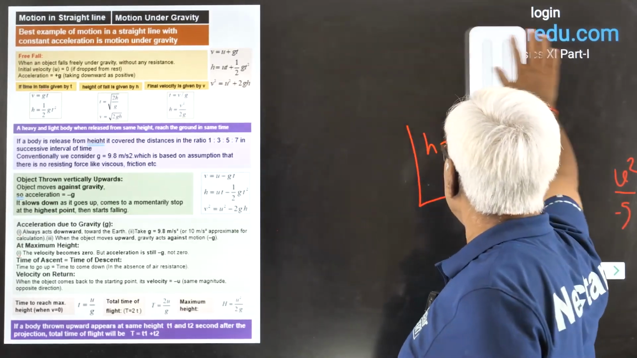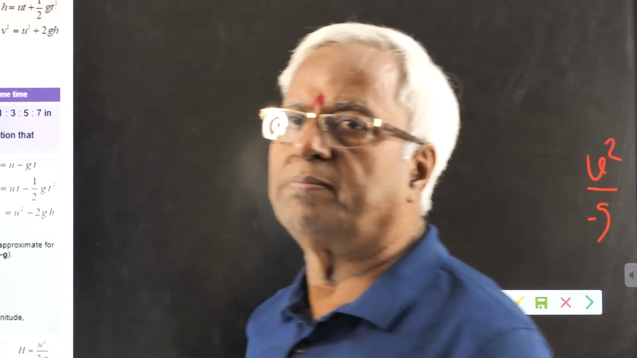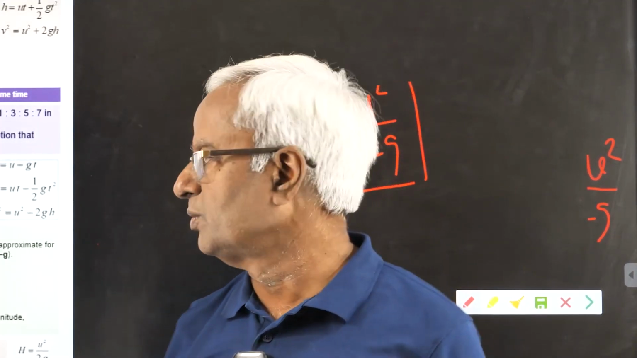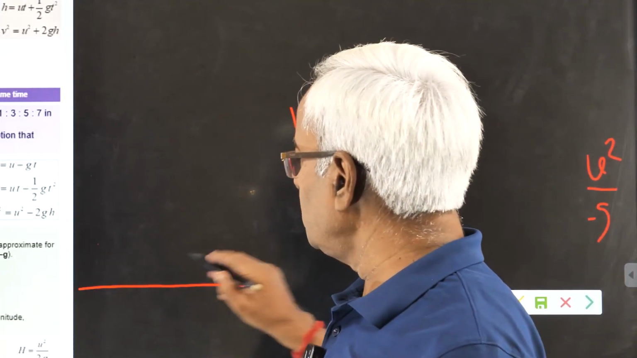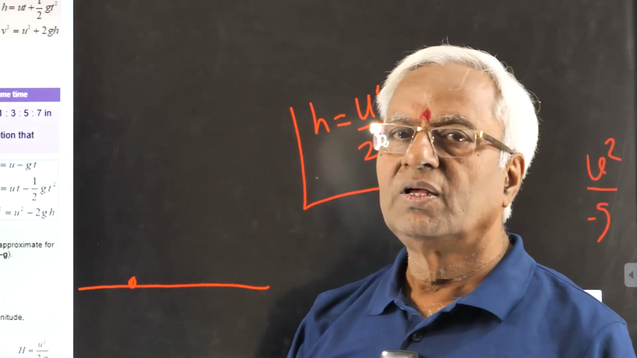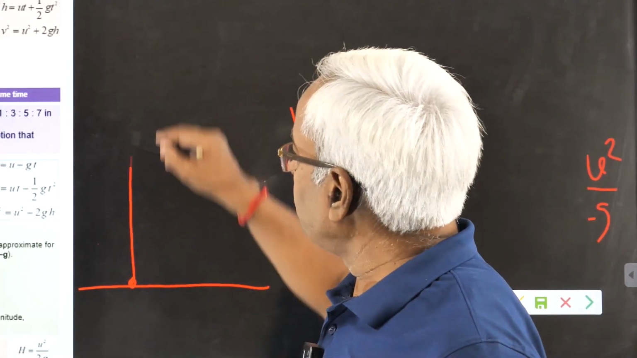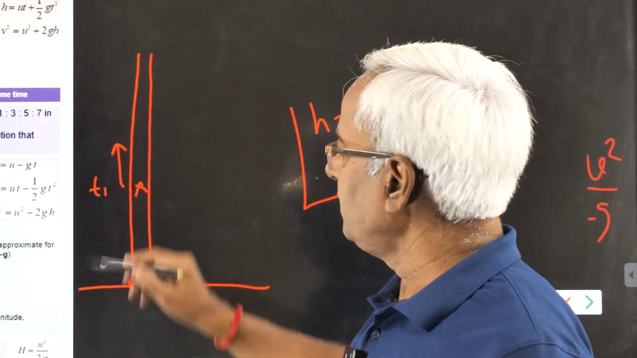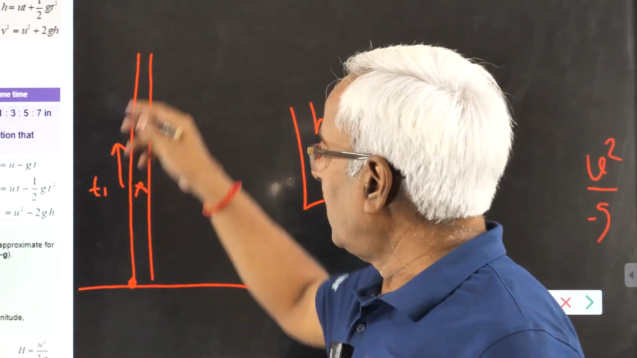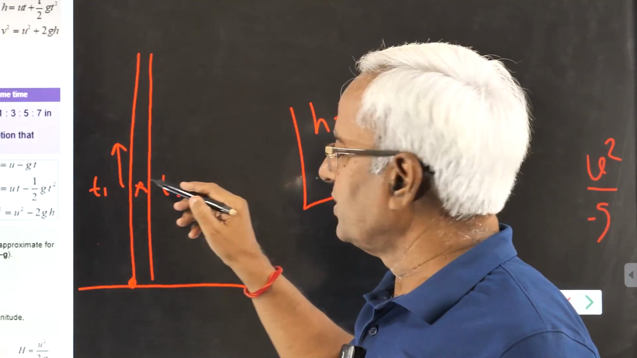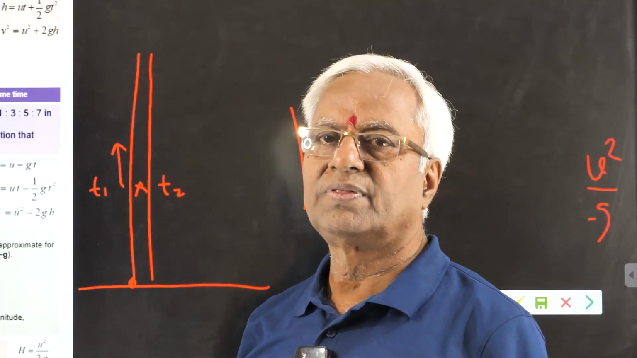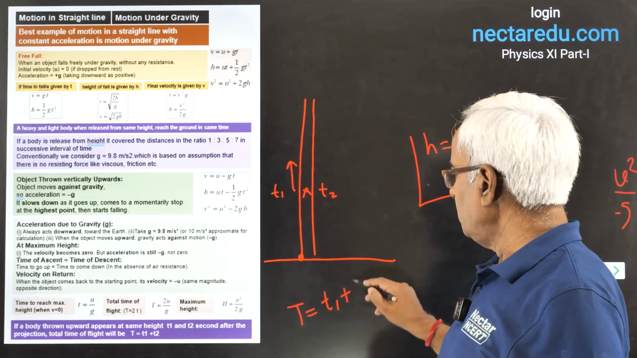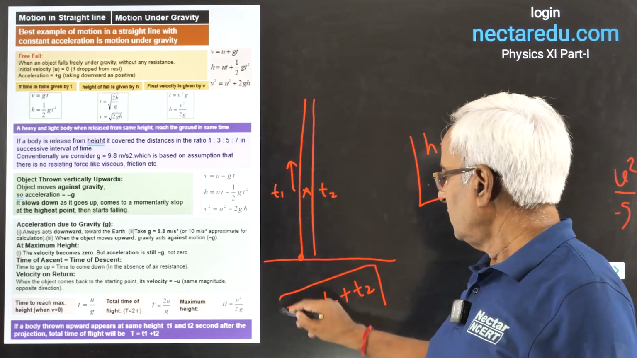One very important result you should remember, and if you are keenly interested, you can go ahead for the derivation also. Suppose the body is thrown from here. It appears at a particular point while going upward after time t1. And after time t2, it is again at the same point while returning. Then the total time of journey shall be equal to t1 plus t2.